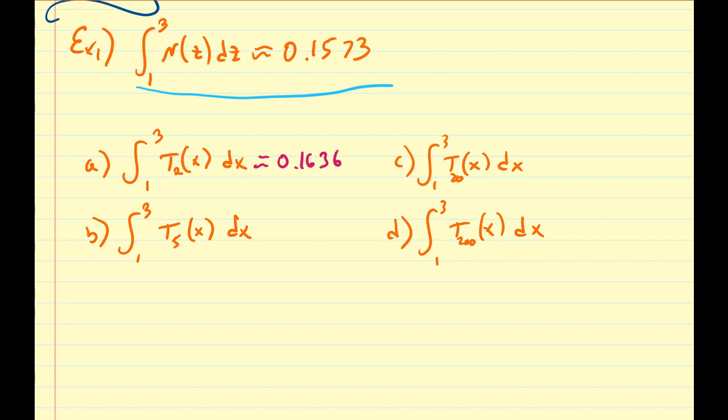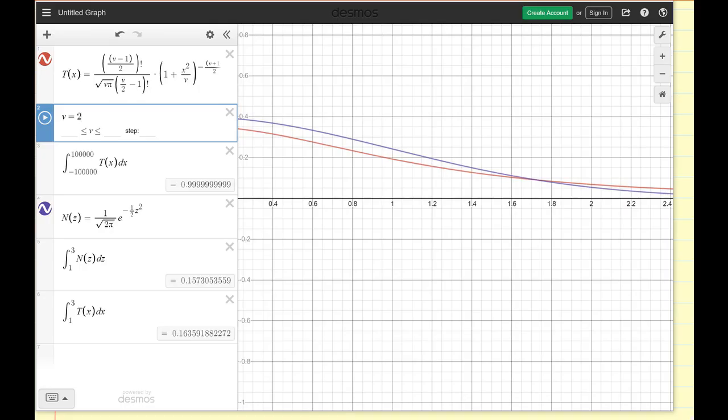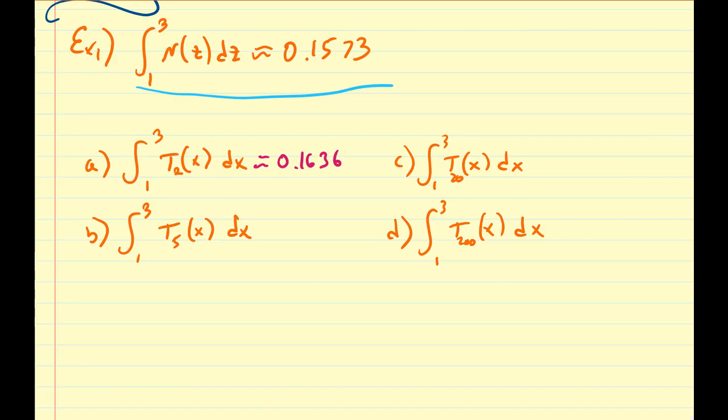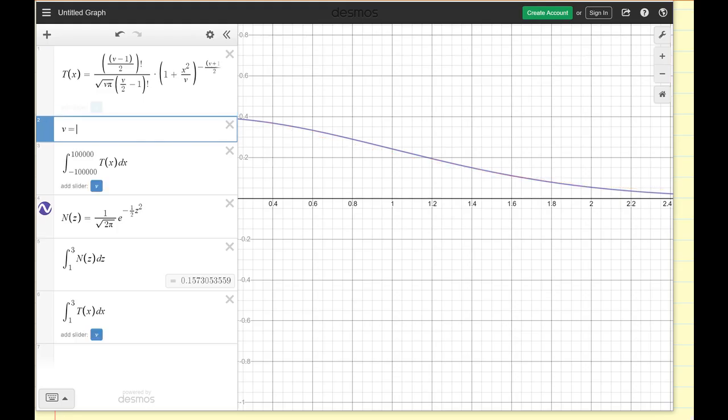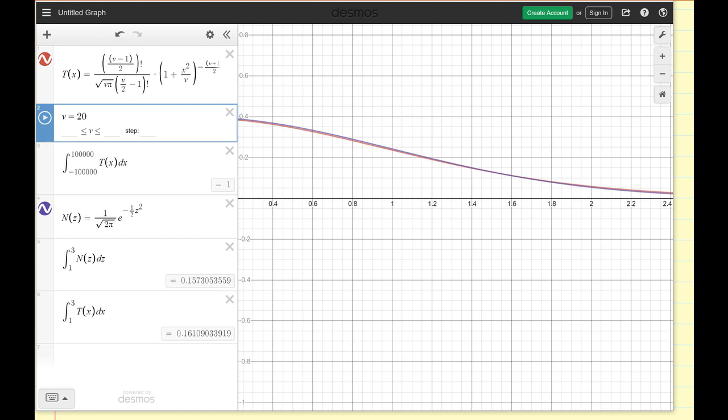These two values for the normal and the t distribution with 2 degrees of freedom are not that much different. They're within 1% of each other, which is okay. So if we increase the degrees of freedom up to 5, we get this equal to 0.1666. And if we increase the degrees of freedom to something like 20, we get this equal to 0.1611.